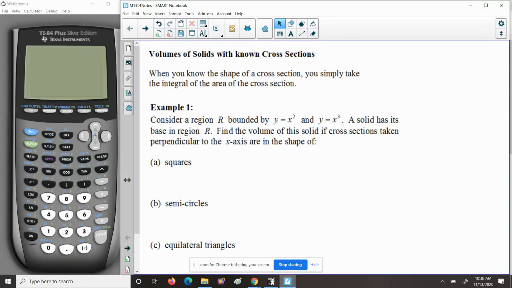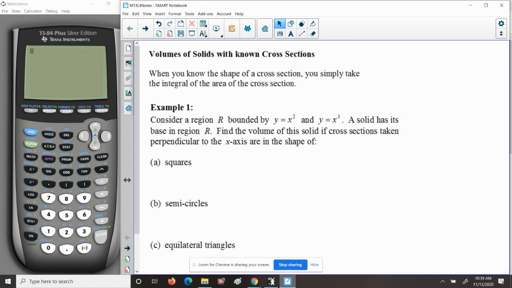Today we're going to take a look at finding volumes of solids when we know what their cross sections look like. Think about what we've done before. To find volume, we've taken the integral of the area. And so if we know the shape of the cross section, then we are going to take the integral of the area of that cross section. A couple of things just to remind you of.